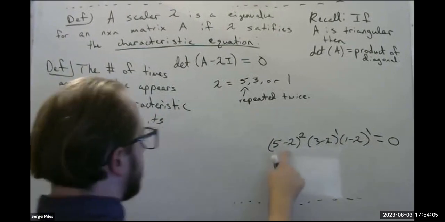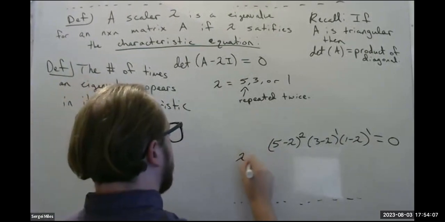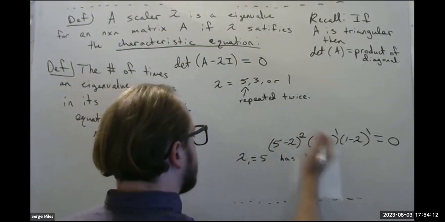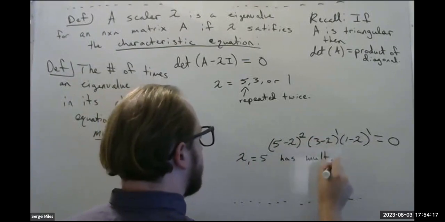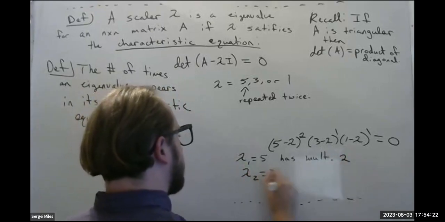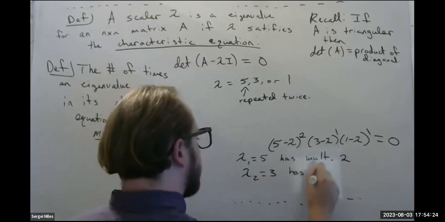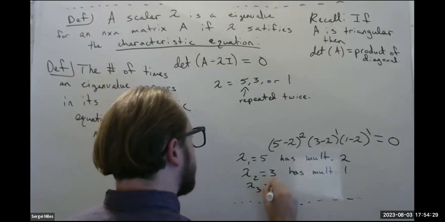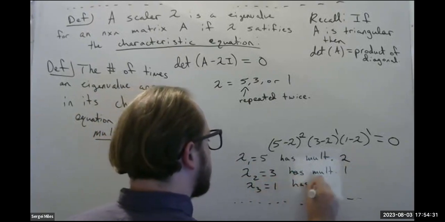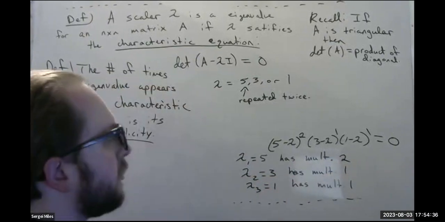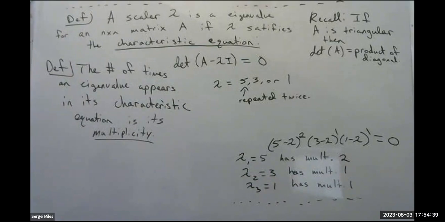Right? So in this example, lambda 1 equal to 5 has multiplicity of 2. Lambda 2 equal to 3 has multiplicity 1. And lambda 3, which equals 1, also has multiplicity of 1. Now, some special things to note about this multiplicity.